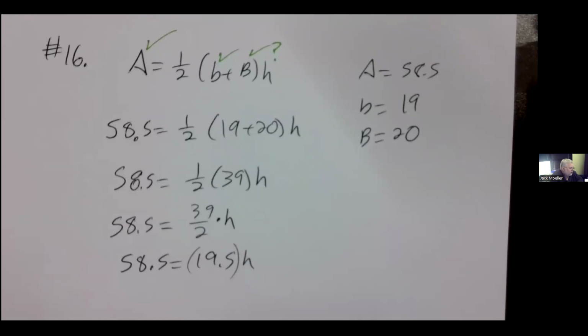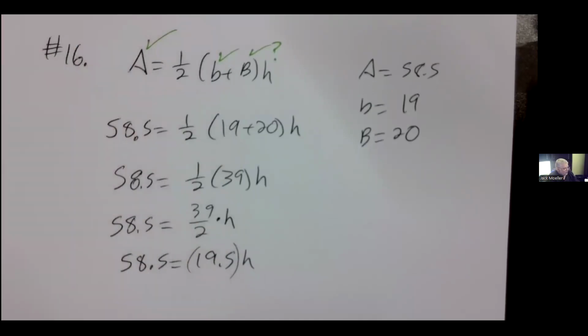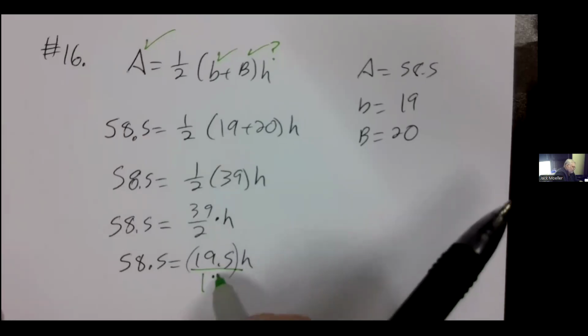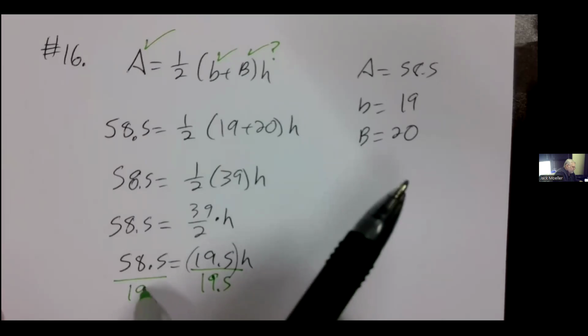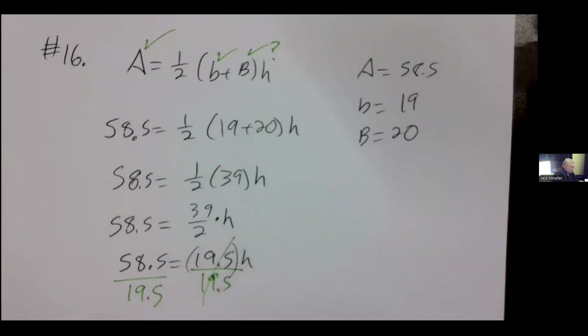Does that make sense? However you want to deal with this, that takes a little bit of practice. You could go in your calculator and do 8.5 divided by 39 halves. I'm just going to give you a decimal answer. But for the notes, this is kind of how I would handle it. Now we finally got that right-hand side as simplified as much as we can. So now we can divide both sides by 19.5.